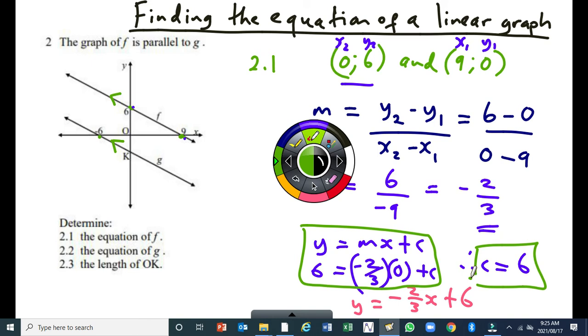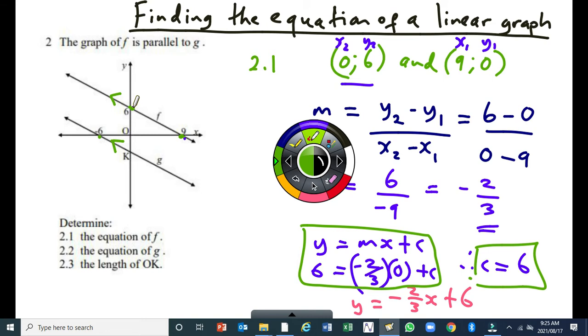But the second method is more by inspection, where you can see that on my graph, the straight line intersects with the y-axis at this point here, therefore c is equal to 6. Okay, so that will be your equation. Any questions? It's very easy. I expect everyone to be able to do that.